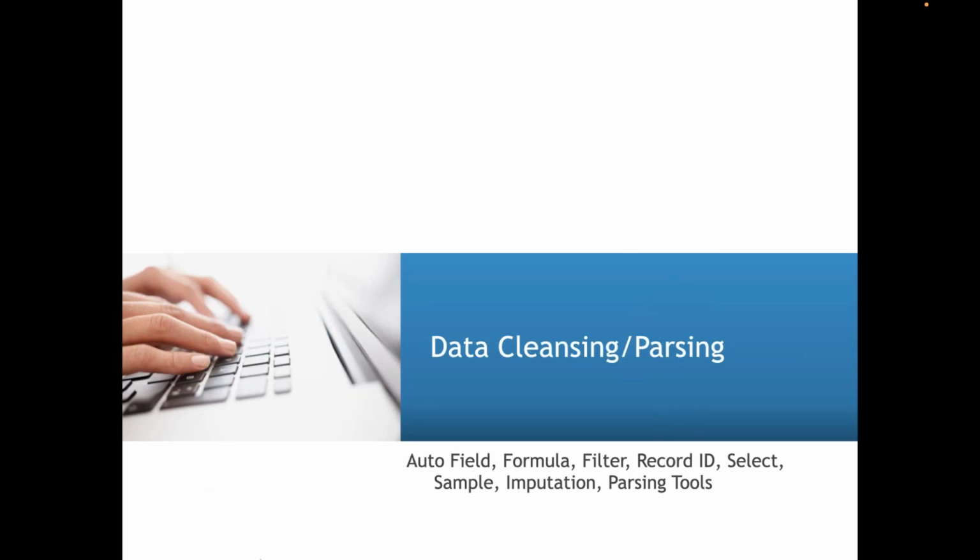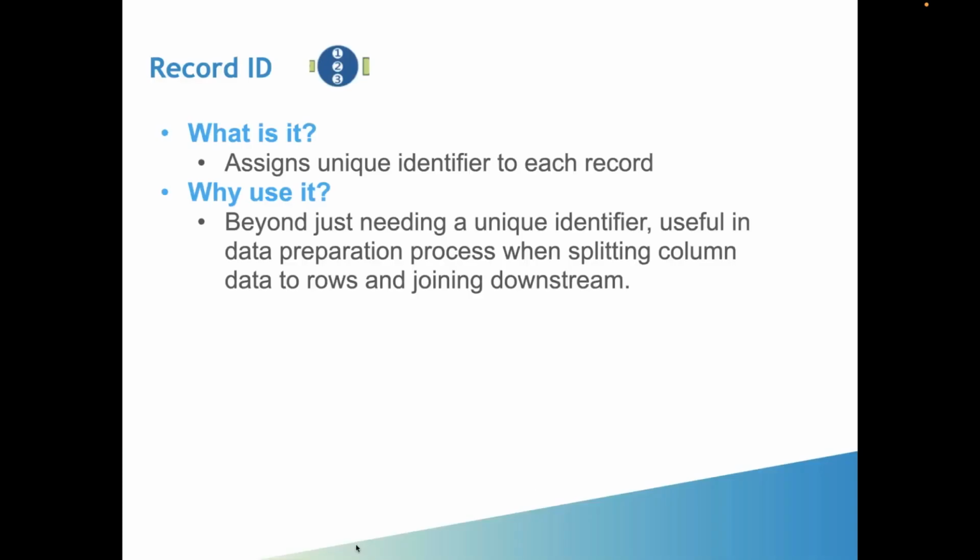So we have auto field, formula, filter, record ID, select, sample, imputation, parsing tool. These are all the tools which will help you to do a lot of things in your real-time projects. What is record ID? It assigns a unique identifier to each record. Okay, so why do we need this?